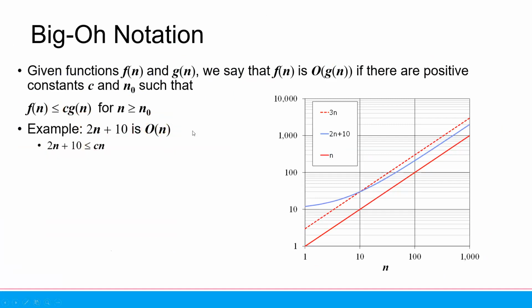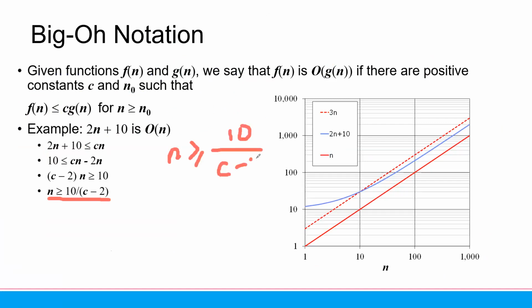So you can apply the basic mathematics for this one. So 10 is less than or equal to Cn minus 2n. And then we can put (C minus 2) multiplied by n is greater than or equal to 10. And then I have n is greater than or equal to 10 divided by (C minus 2). Okay.